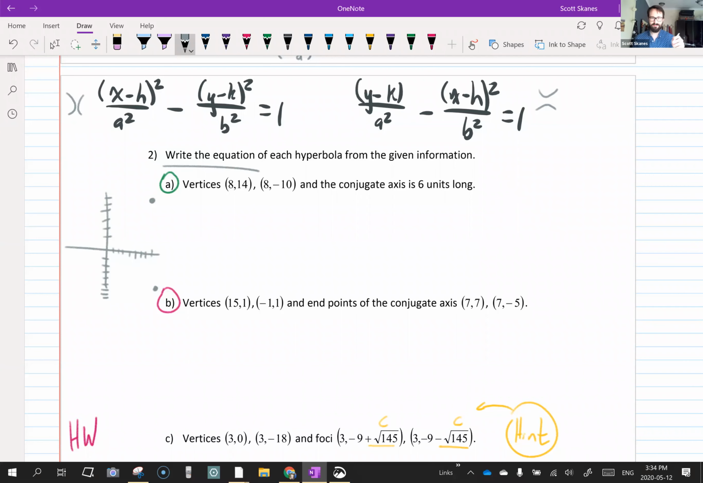What do I need in order to solve this question? Well, I need the center, h, k, a, and b. How am I going to get that from this little information? Well, I'll try to help you. First of all, in order to get the center, it's going to be somewhere in here. It's halfway in between. What's halfway between 14 and negative 10? Well, that's surprisingly easy to do.